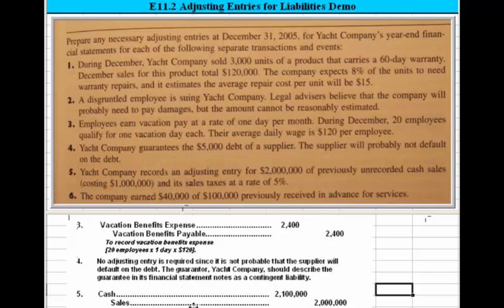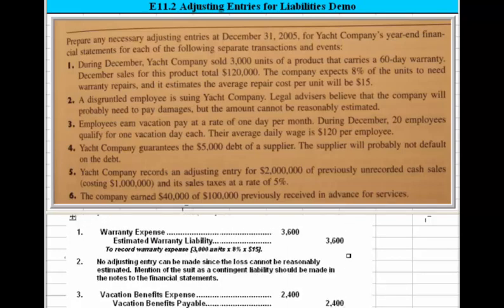Again, I want to make the point that only if it's material. If this amount is immaterial in regards to the financial statements taken as a whole, it won't even appear in the financial statements. Okay, let's tackle number 5. Yacht Company records an adjusting entry for $2 million of its previously unrecorded cash sales, and those cost $1 million, and its sales tax rate is 5%.